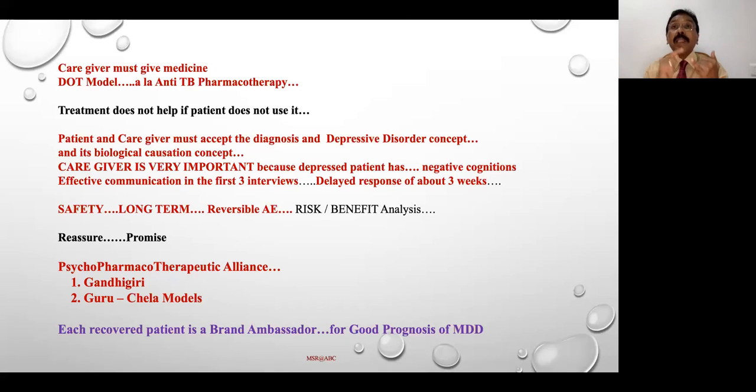So you have to believe the diagnosis of MDD. You have to believe the diagnosis of good prognosis MDD. You have to believe that the antidepressants, escitalopram and sertraline, are good drugs, safe drugs, active drugs, effective drugs.